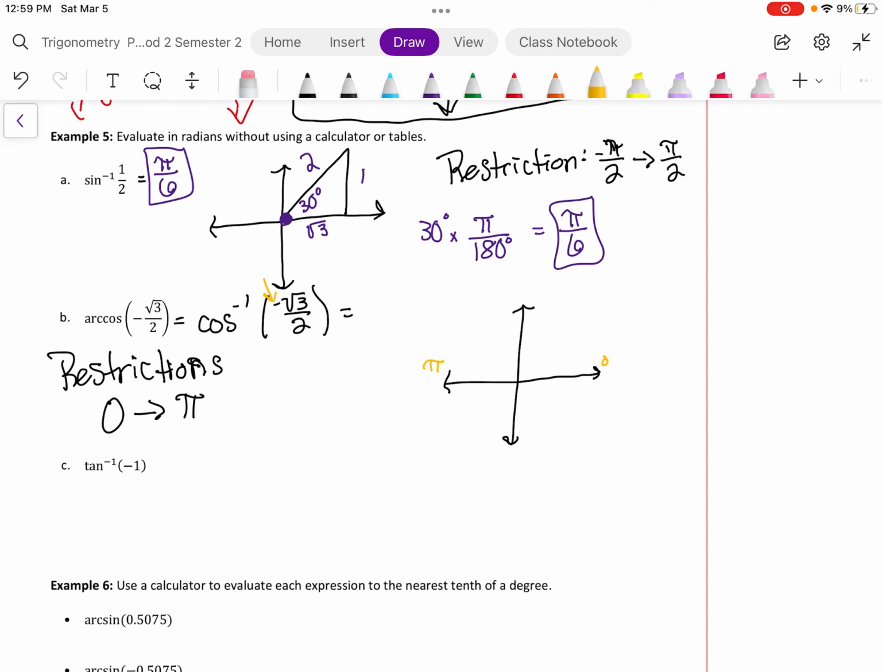So our cosine is negative, which means that it would have to be in the second quadrant. So we're going to draw our triangle in the second quadrant. We have negative square root of 3 over 2, which again, this is one of our special right triangles, which would be 30 degrees. But remember, we are looking for this angle on the outside.